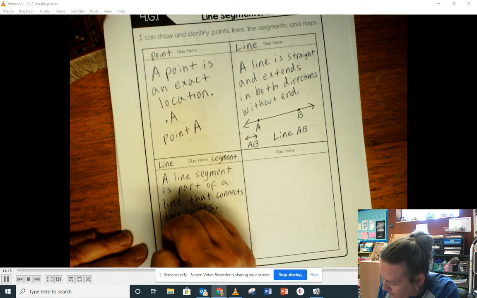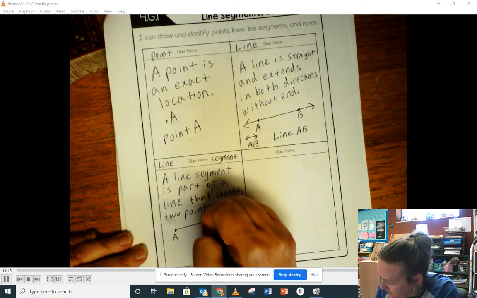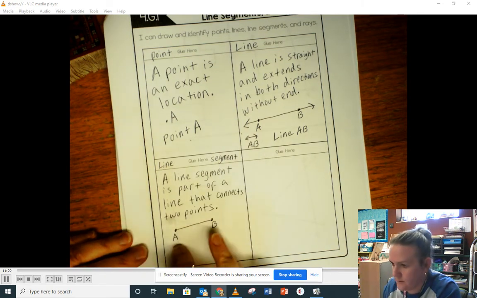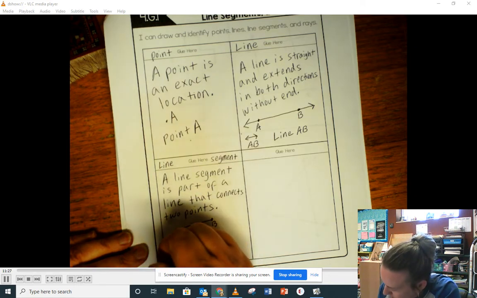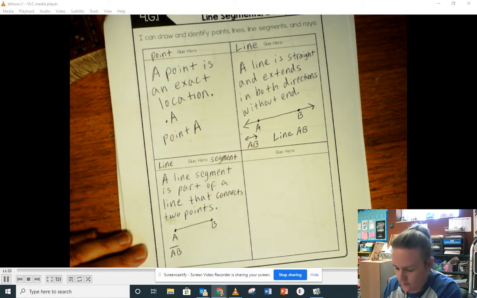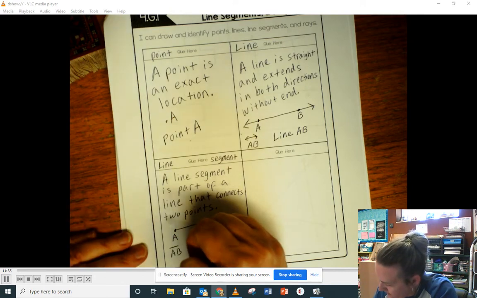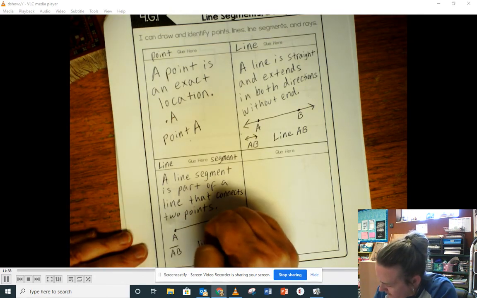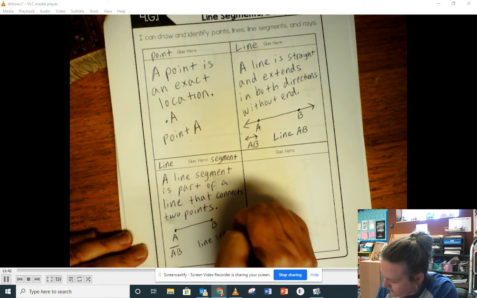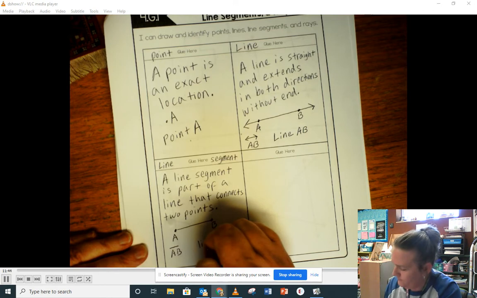If we had a picture of a bunch of lines and line segments, how do we identify that specific line segment? We need to label the points, and then using math symbols, a line segment is a line, but it has no arrows on it. And what would we say? We would say, I'm talking about line segment AB.